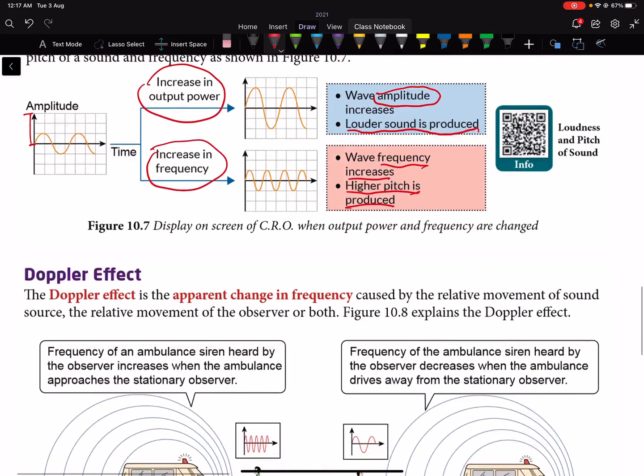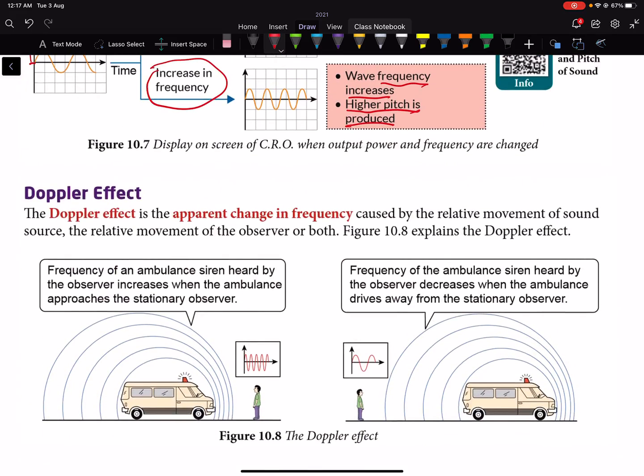Okay, now let's talk about the Doppler effect. The Doppler effect is an apparent change in frequency caused by the relative movement of the sound source, the relative movement of the observer, or both. Now when we say apparent, it means appears to. The person inside this ambulance, for example, will not hear the frequency change. However, this fella will hear the frequency change, or the sound pitch change. So apparent change in frequency means it appears to change in frequency or pitch if we're talking about sound.